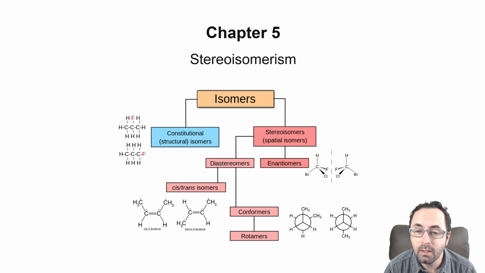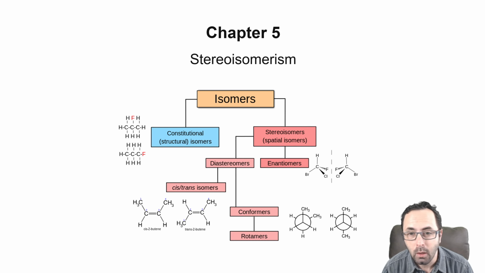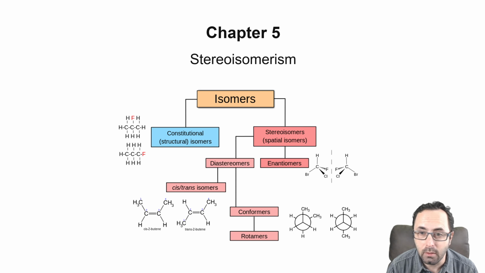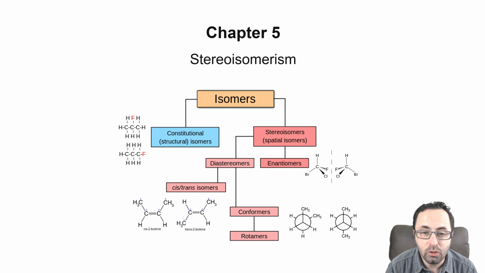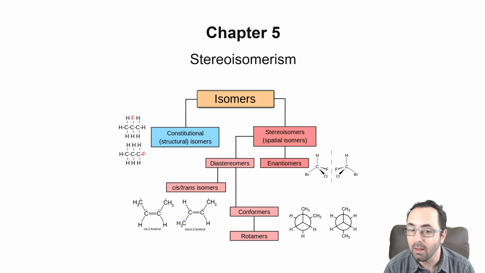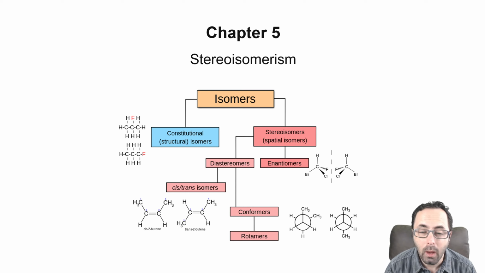For our next set of lectures, this is going to be on stereoisomerism, which is covered in Chapter 5 of your textbook. Here is a diagram that summarizes what we'll be talking about in this chapter. In general, we discussed the word isomer. An isomer means that you have molecules with the same atoms, but the way their bonding works is different.